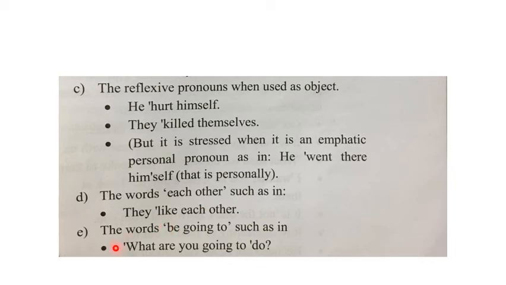And another case, the words be going to or is going to. Okay, example is what are you going to do? What are you going to do? So here in this sentence, are you going to is not stressed. The stress falls on what and do. Do, of course, is the main verb in this sentence or question. What is an interrogative pronoun, and we said interrogative pronouns are stressed.